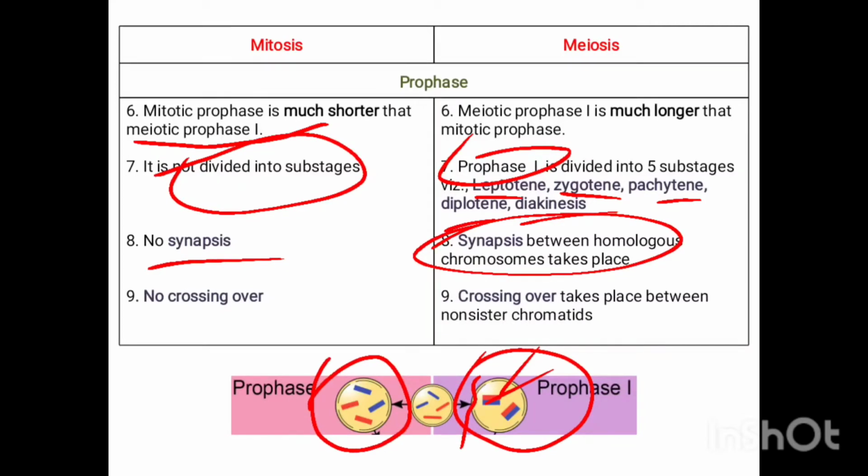And as a result of this, crossing over will take place in meiosis. That is, the exchange of segments will take place between the two non-sister chromatids. That is, one chromatid from the red chromosome and one chromatid from the blue chromosome. Whereas in case of mitosis, no crossing over will take place.